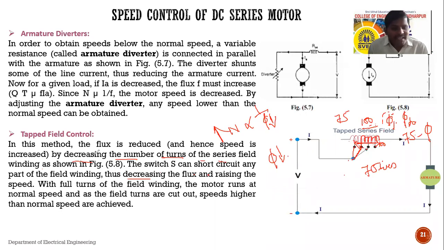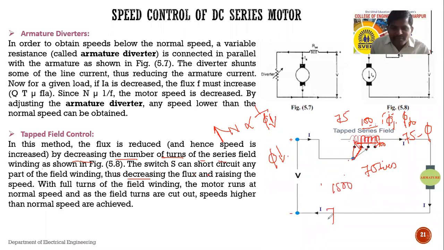With the full number of turns, or if full turns are connected to the field winding, the motor runs at a normal speed. When the full number of turns is connected, that means 100 number of turns are connected, in that condition if the motor runs at 1500 RPM, that is the normal speed.